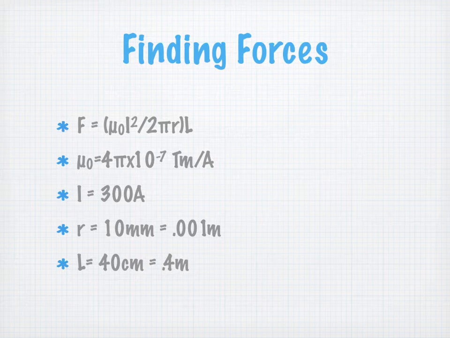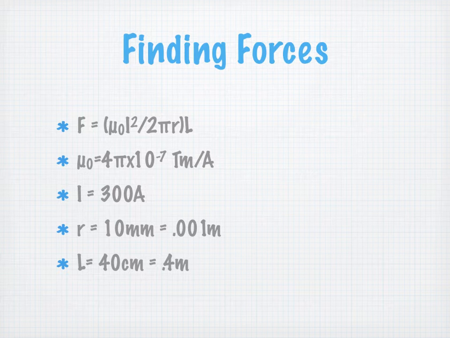And for our equation, we're going to use F is equal to mu naught times the current squared divided by 2 pi r, times L, r being the distance between the two wires, and L being the length of the wires that we're looking at. Mu naught, remember, is a constant that's going to be given to you on your formula sheet, and that's 4 pi times 10 to the negative 7th tesla meters per ampere.